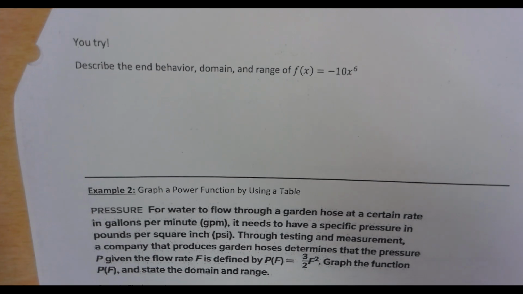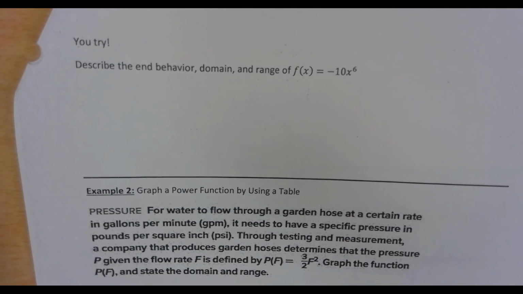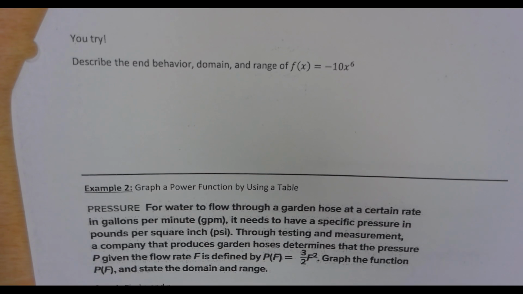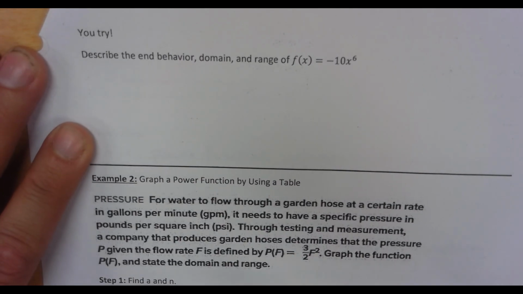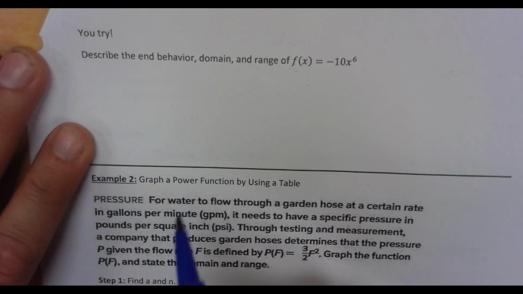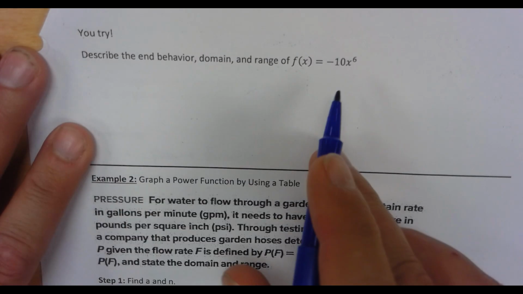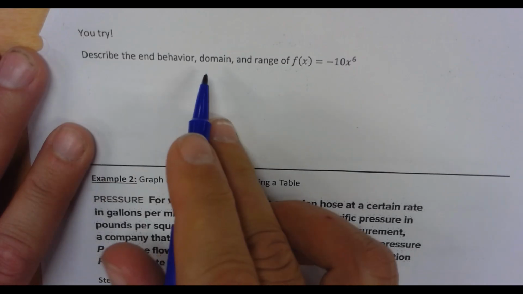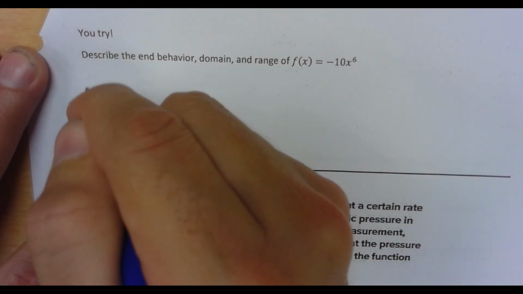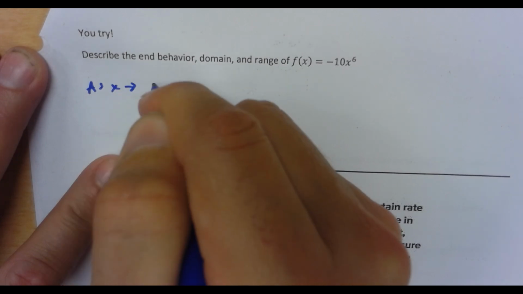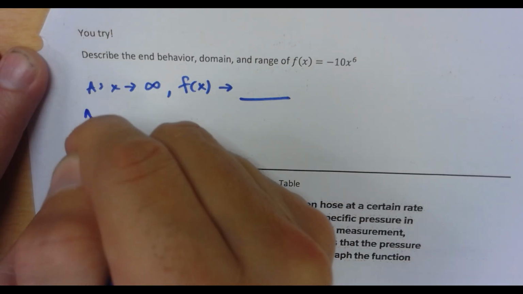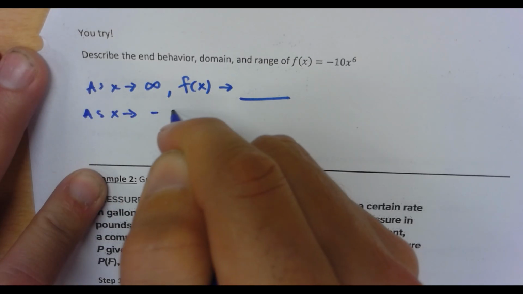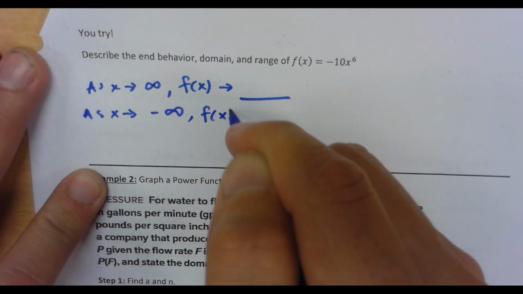All right, at this point you can pause the video if you want to try this one on your own. After you unpause, I'll do the work and show you the answer. If you want to do it, pause now. All right, we're back. Here we go. Let's see. Describe the end behavior, domain, and range. End behavior is as x approaches infinity, f of x approaches something. As x approaches negative infinity, what's f of x doing?